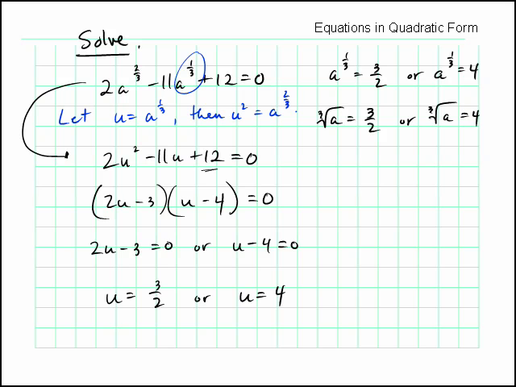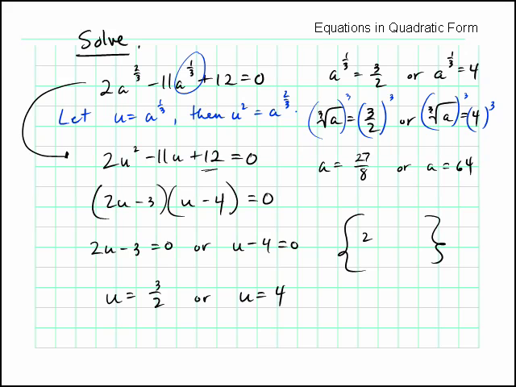To get rid of a cube root, we cube both sides. So I'm cubing both sides, and I'll get a equals 3/2 cubed, which is 27/8. Cube both sides here, and I end up with a equals 64. And finally, I've got my answers. Two solutions to this equation, 27/8 and +64. Both solutions will work here.